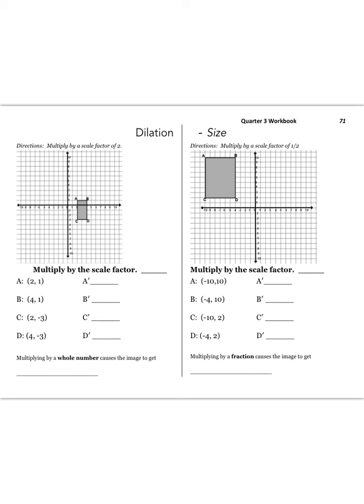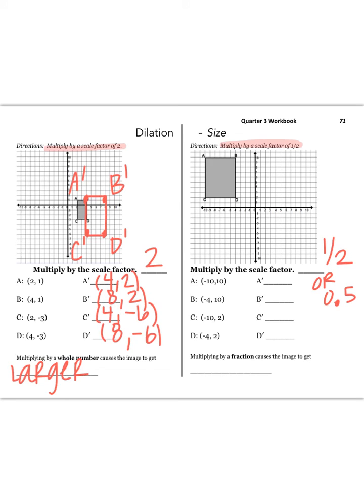Look at page 71. Why don't you go ahead and try to dilate these two images and then check your work with me when you're finished. Okay, so go ahead and check yourself with this first one. Multiply by a scale factor of 2. It's going to enlarge the shape. So 2 times 2 is 4, 1 times 2 is 2. Then I came up here and did the same for B, C, and D and plotted those figures. Again, do not forget the prime.